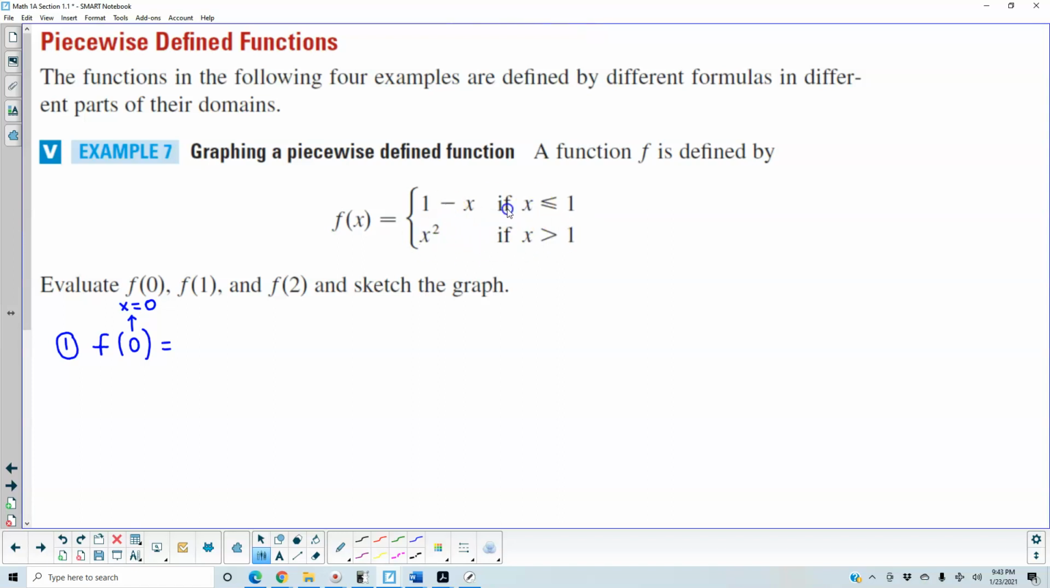The first equation tells us that 0 is less than or equal to 1. So because we know that 0 is less than or equal to 1, we're going to use the first equation, which is 1 minus x. So we're going to take 1 minus x and then plug in x to be 0. So 1 minus 0 is going to equal 1.